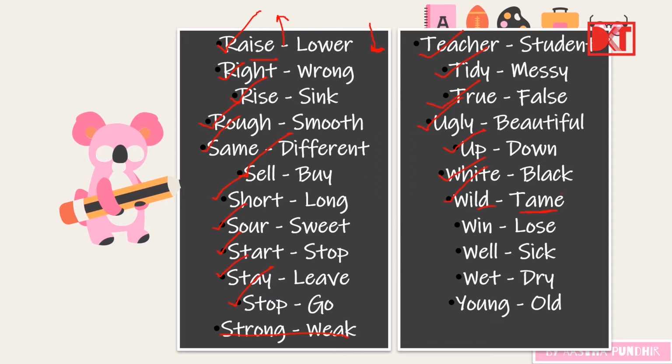tame करना किसी को control कर लेना जैसे होता है. Wild, when something or somebody is not in your control, they are running wild. Like wild animals जो होते हैं, they are the ones जो control के बाहर हो जाते हैं. Tame are the ones जो अपने control कर लिया है. They're going as per your instructions. Win and lose. Well and sick. How are you feeling? I'm feeling fine. I'm feeling well. But if you are unwell, you say I'm feeling sick. Wet and dry. Young and old. All right.